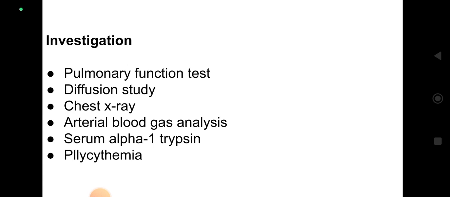Investigations include pulmonary function test, diffusion study, chest X-ray, arterial blood gas analysis, serum alpha-1 antitrypsin, and polycythemia.